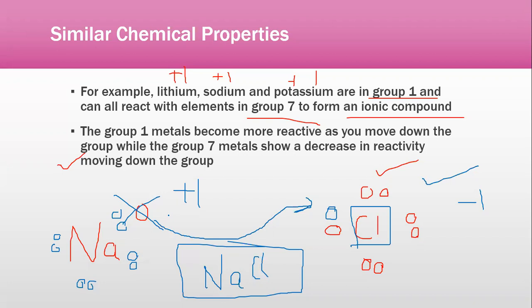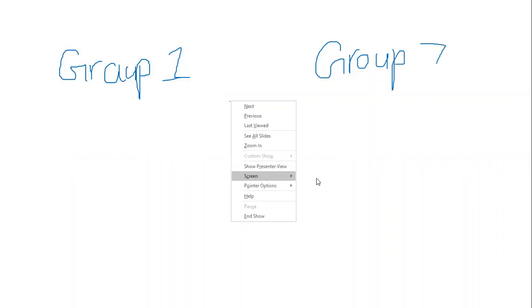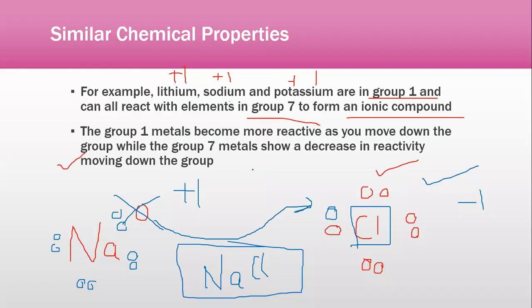अब इनके ट्रेंड्स में कुछ फर्क है about reactivity. Now the trends differ. If I tell you कि trends किस तरह differ करते हैं, when we talk about group number 1, if I talk about group 1, and if I talk about group number 7, group number 7 या group number 1 के जो reactivity trends, they are both different. The group 1 metals become more reactive as you move down the group, while the group 7 metals show a decrease in reactivity moving down the group.